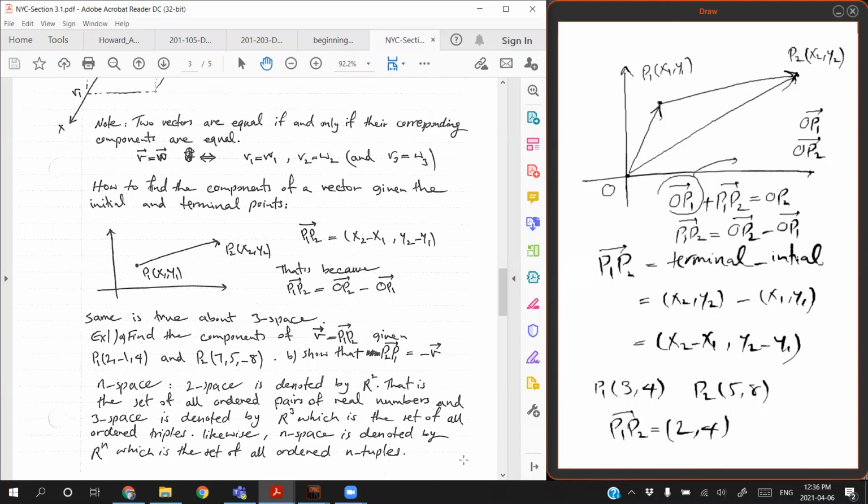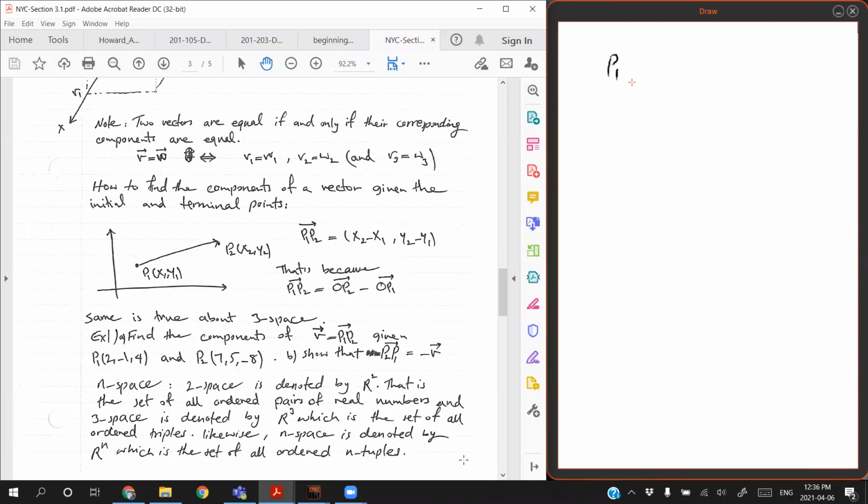And the same is also true for the three-dimensional space. So if, for example, you have the point P1, let's say minus 1, 5, 8, and the point P2, let's say minus 4, 3, 9, and you want to find the vector P1, P2, you would do terminal minus initial. So minus 4 minus minus 1, that's minus 3, 3 minus 5, minus 2, and 9 minus 8, 1. So that would be the components of the vector P1, P2.